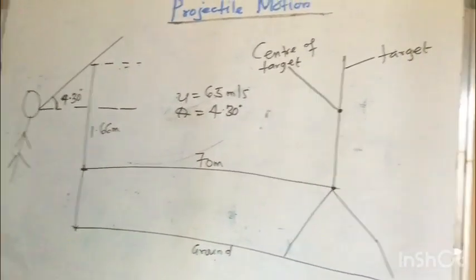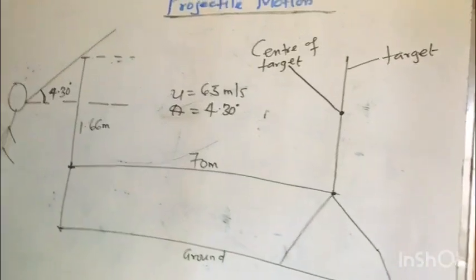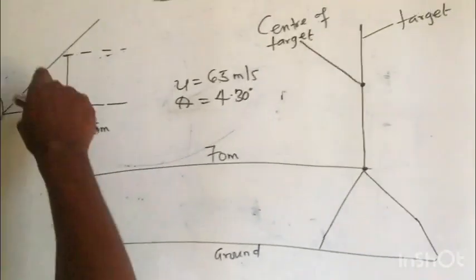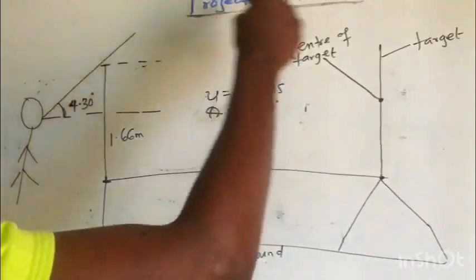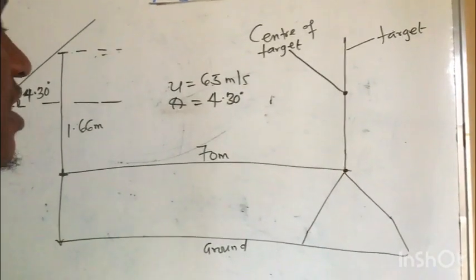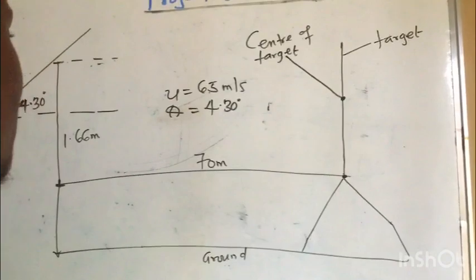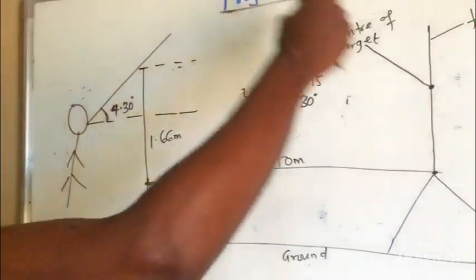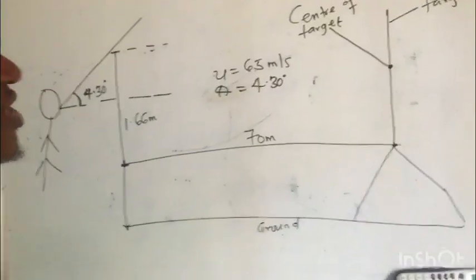Now the question is telling us to show that the time taken for the arrow to hit this target is 1.08 seconds.